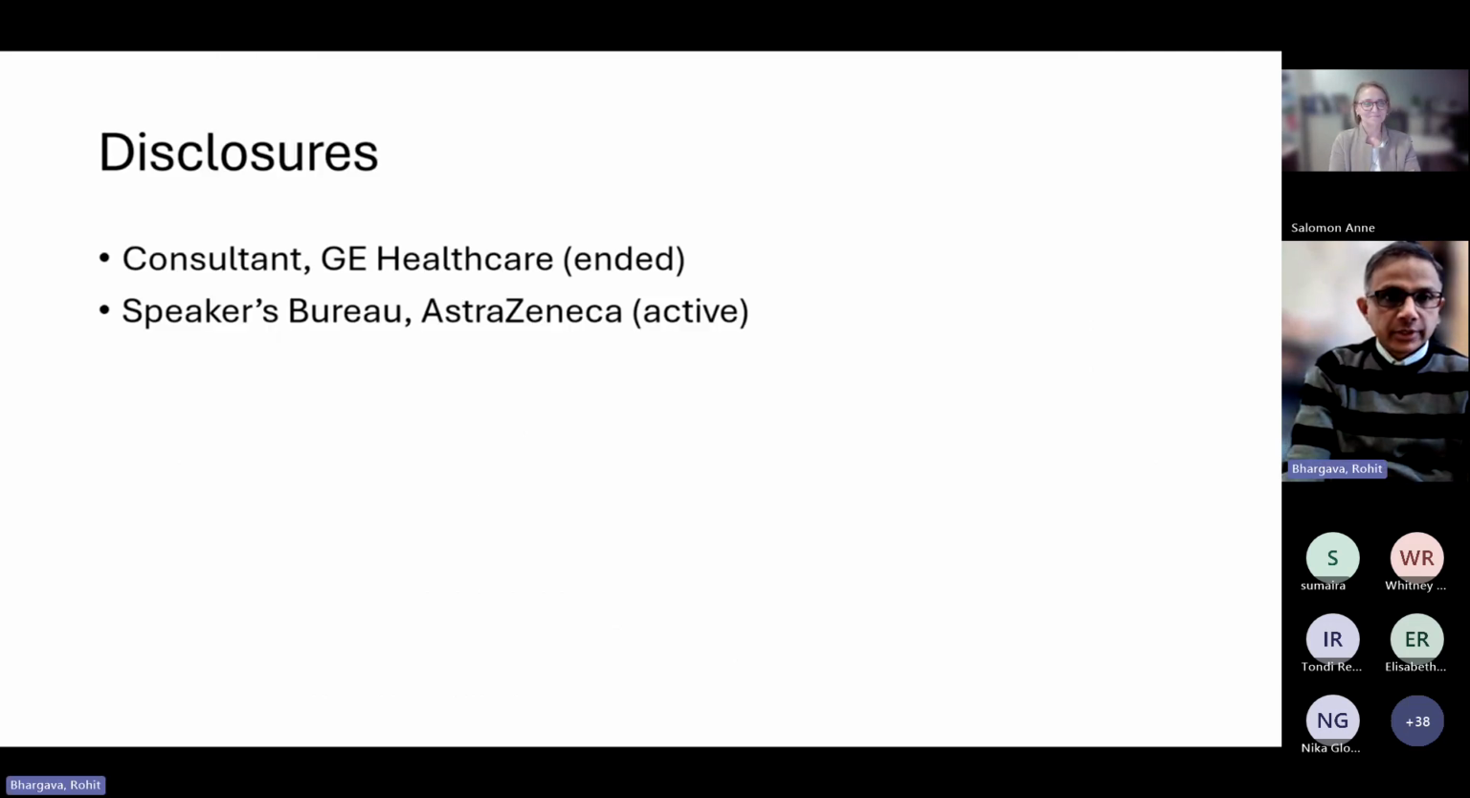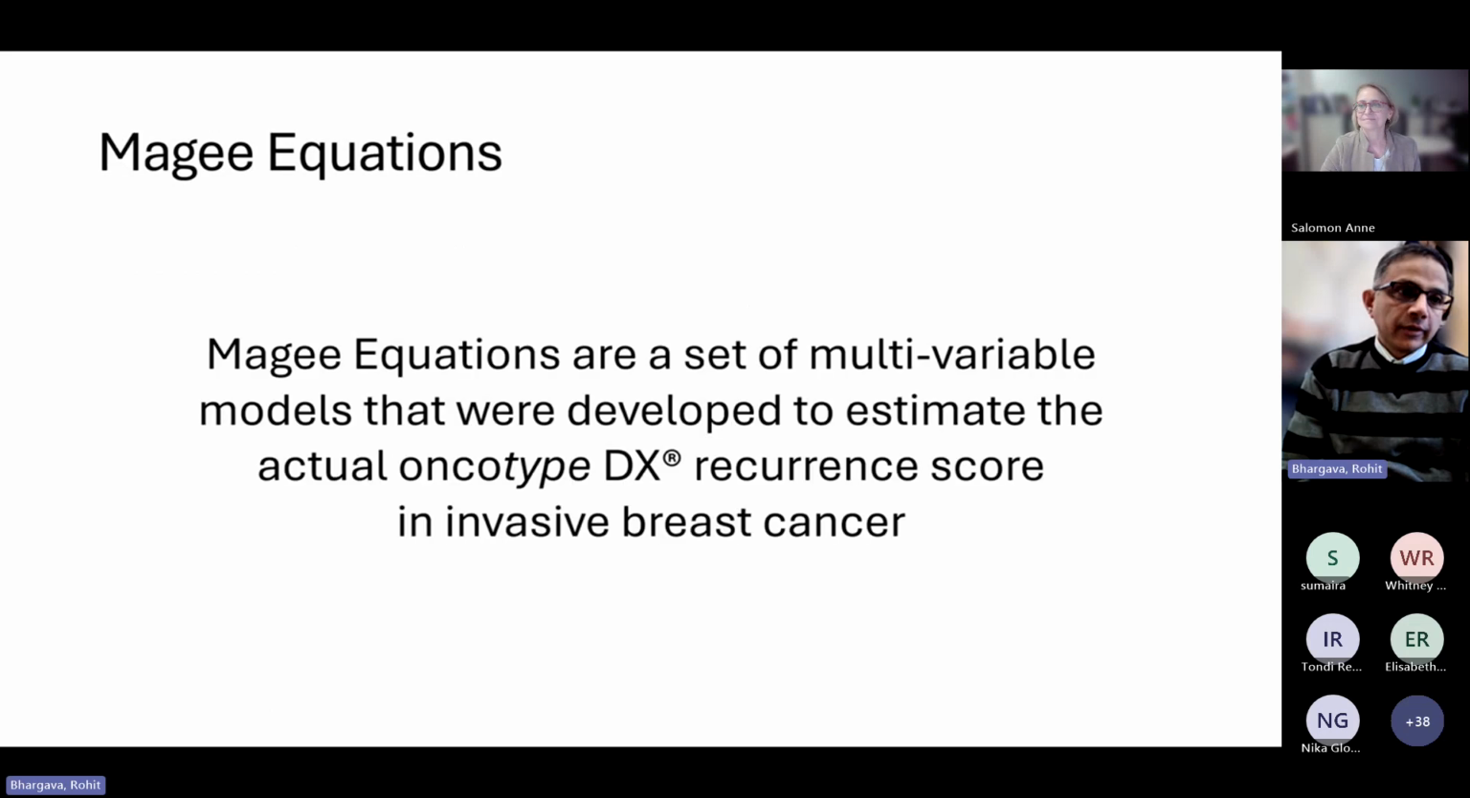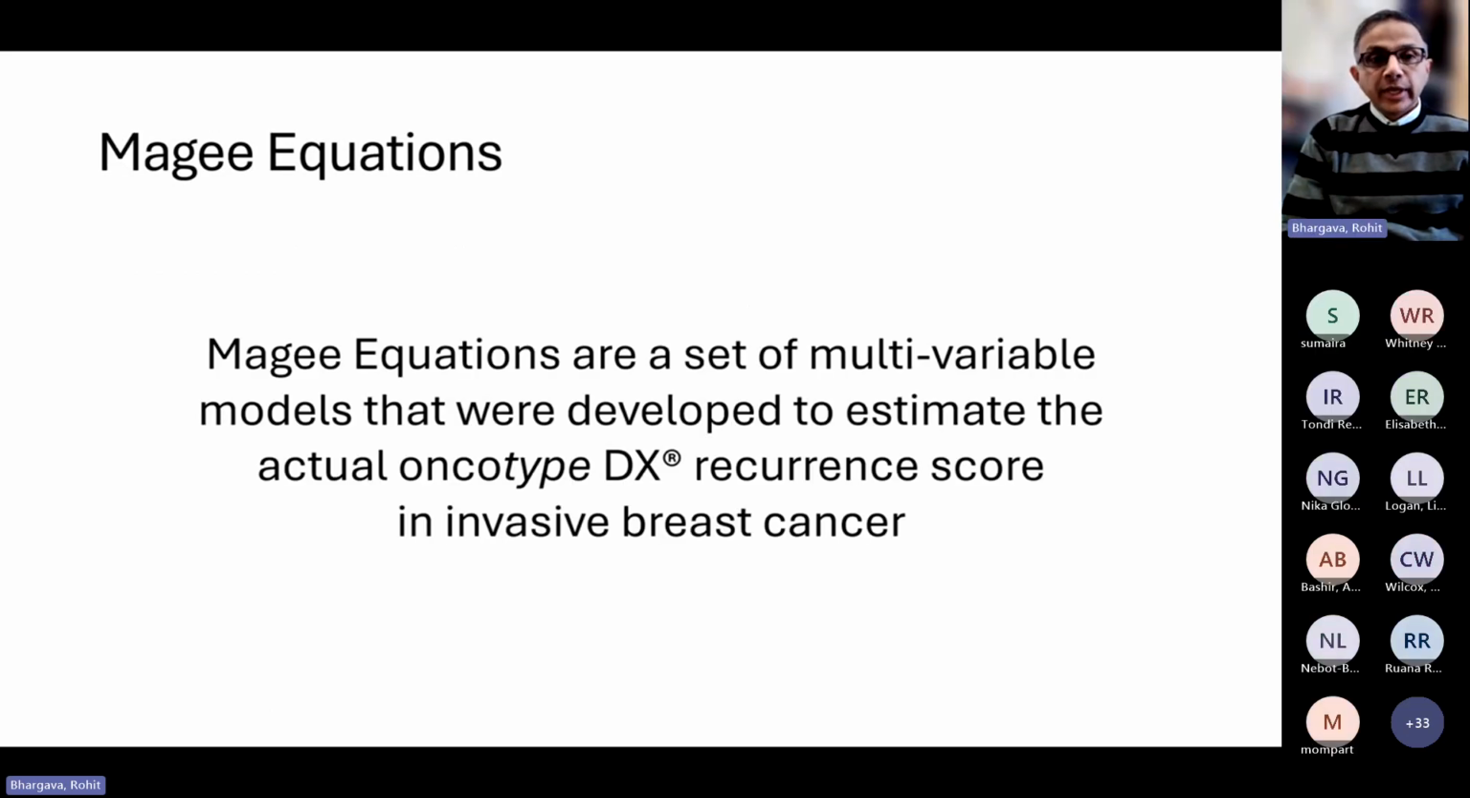Here are my disclosures. Some of you have heard about Magee equations before, but some of you may be hearing about it today. So for those who haven't heard about Magee equations, these are a set of multivariable models that were developed to estimate the actual Oncotype DX recurrence score in invasive breast cancer. However, there is much more clinical utility of Magee equations than to just estimate the Oncotype DX recurrence score, which I will go through in the later half of my talk.